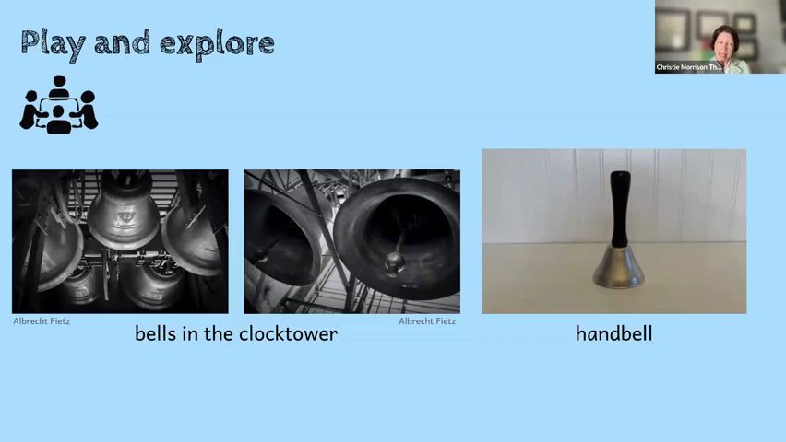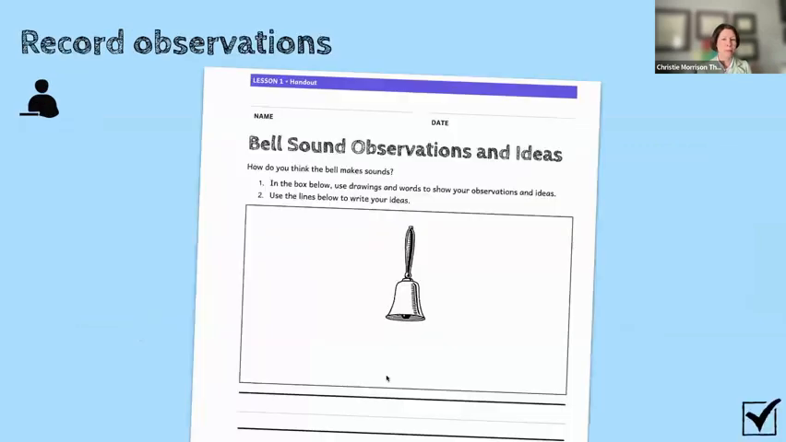We realize we can't explore the actual bells in the clock tower right now, but we can explore the handbells in our own classroom. So we decide to use the handbells to make observations and ask additional questions that can guide our science work. As students explore the handbells by touching, moving, looking at, and listening to them, they each record their observations and their initial ideas through drawings and words on this bell sound observations and ideas handout. This exploration time also provides an opportunity for the teacher to facilitate discussions with students, asking questions like, did the handbell make a sound? How do you think that happened?